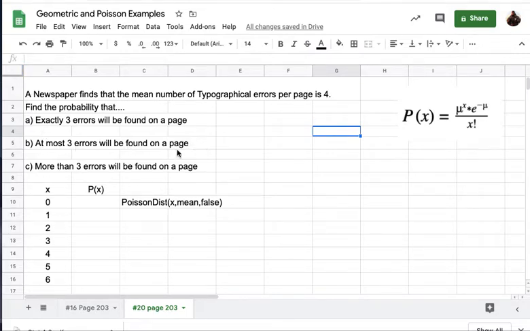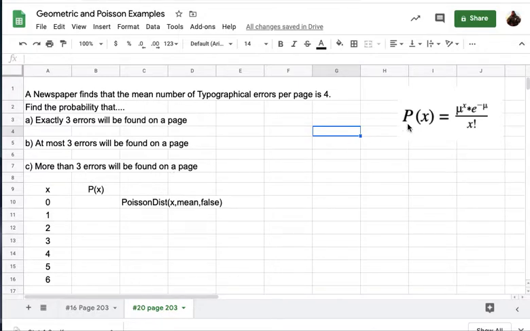Remember, at most 3 errors would mean no errors, 0, 1, 2, or 3 errors would all be acceptable answers. So we're going to have to find multiple things and add them up. And finally, more than 3 errors, which means anything above 3, 4, 5, 6, 7, 8, 9 to infinity would be acceptable solutions. Again, with the Poisson distribution, like the geometric, there's not a finite number of trials. Only the binomial probability has a fixed number of trials.